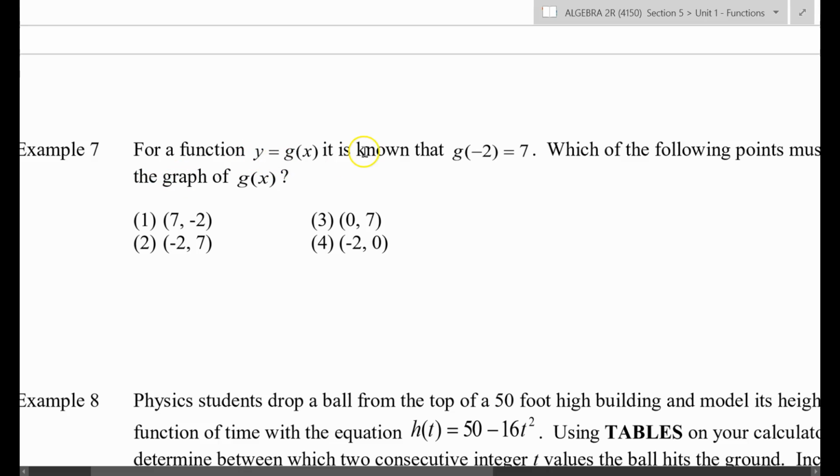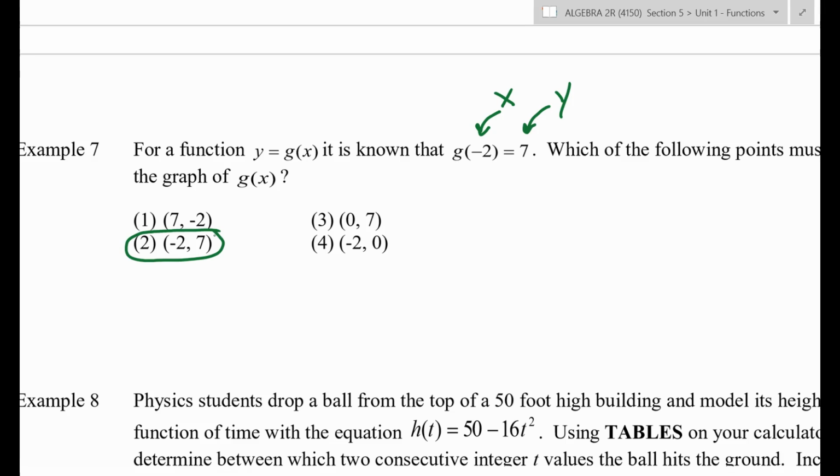For the function y equals g of x, it is known that g of -2 equals 7. Which of the following points must be on this graph? Well, what is that? Is there a point that has an x value of -2 and a y value of 7? There's your answer. But it's amazing how oftentimes a question as silly as that can trip us up, right? Make us have a mistake or cause an issue.